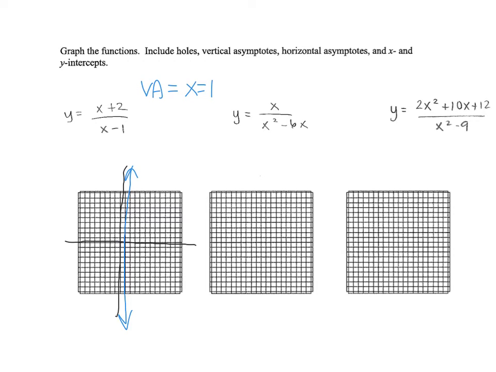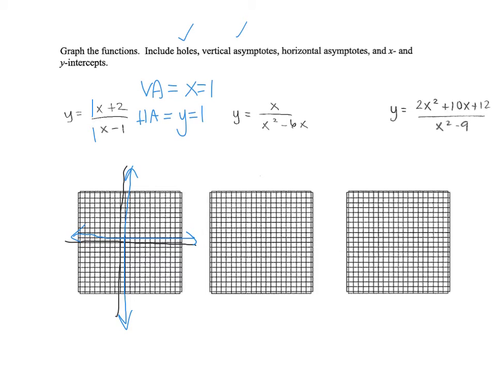Then my horizontal asymptote. You need to look at the degrees. The degree of the numerator is 1, and the degree of the denominator is 1. So I'm going to do the ratio of the coefficients. So the horizontal asymptote is y equals 1. So I'm going to draw a horizontal line like this. Okay, so I have my asymptotes in.